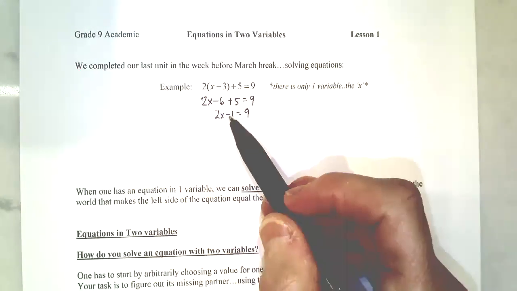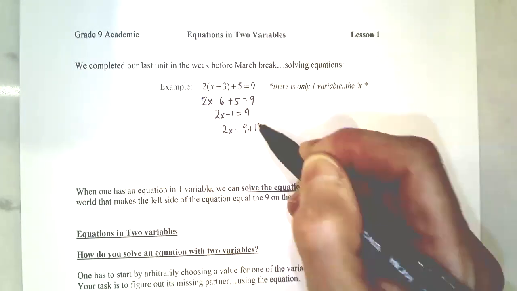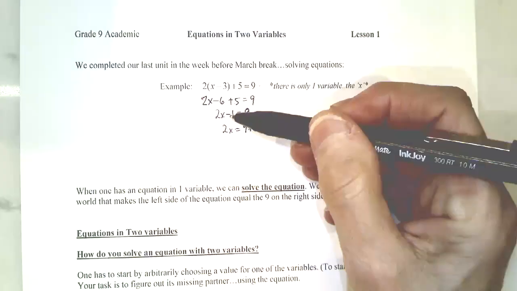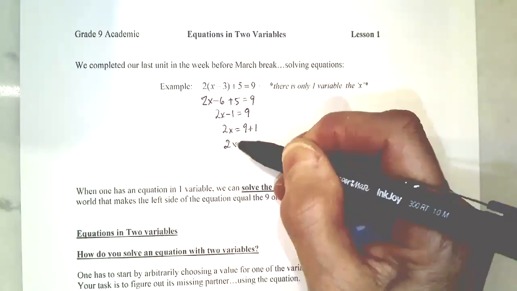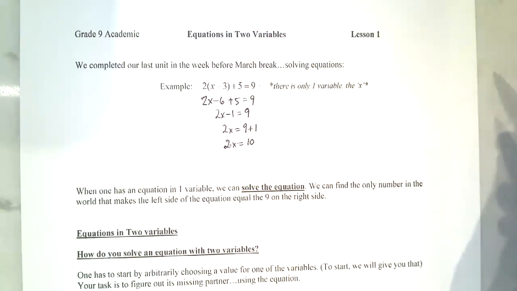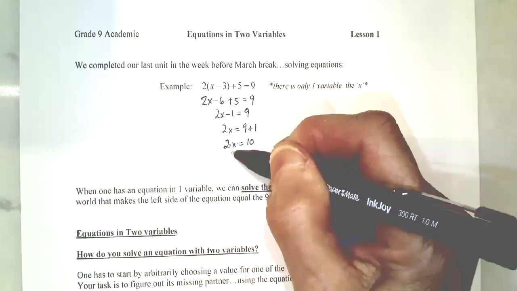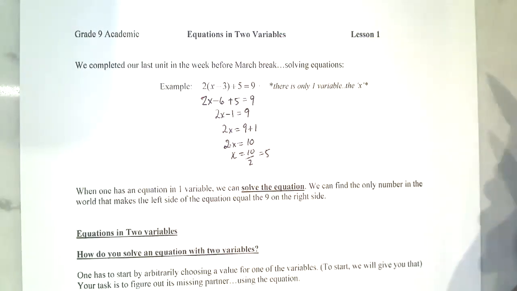And then we want to transpose, to throw the 1 to the other side, which we do by the opposite operation, not the opposite sign. Subtracting 1, adding 1. We get 2x is 10. Notice here the 2 is being multiplied by the x. The opposite of multiply, divide. And I get x equals 5.